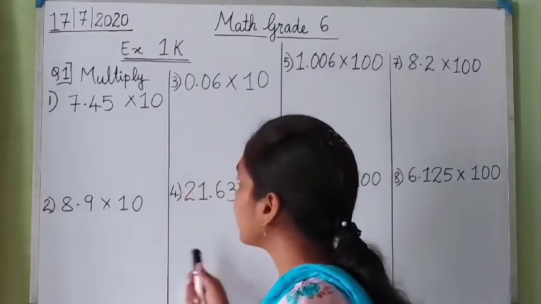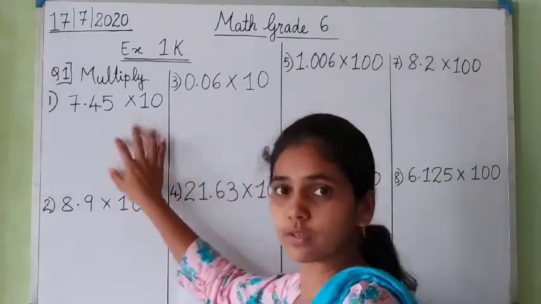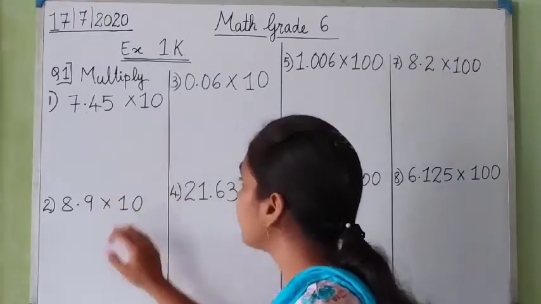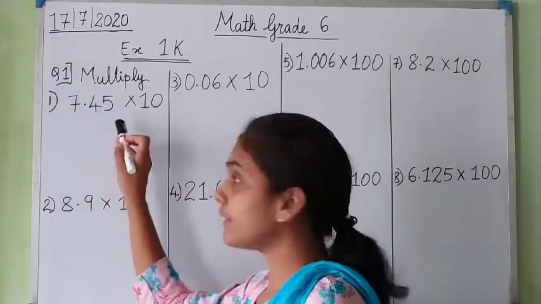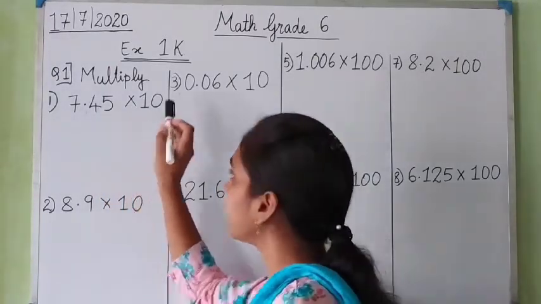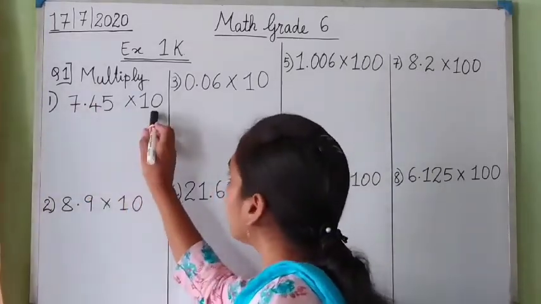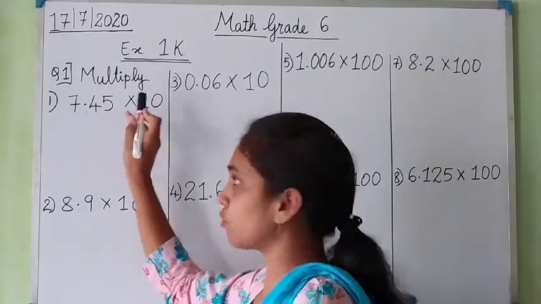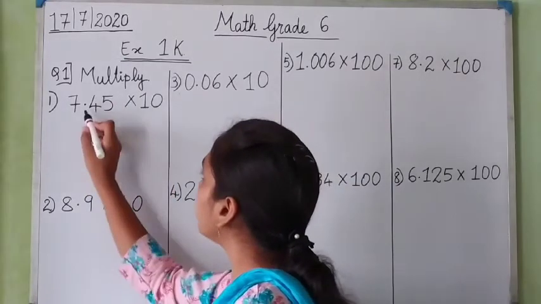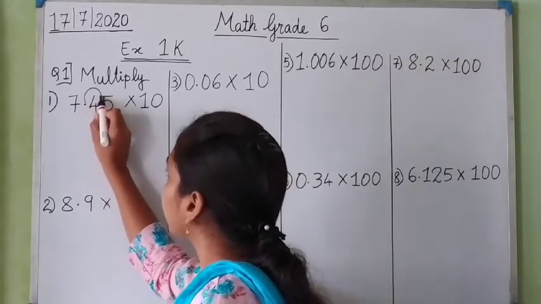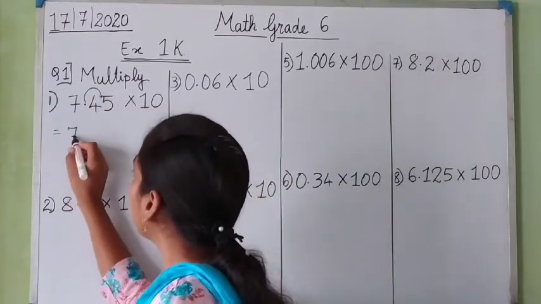So now we can see here, these are all multiplication sums. The first one is multiplication by 10. When the number is multiplied by 10 or by 100, then the decimal point shifts towards the right side. So here how many zeros are there? In 10 there is only 1 zero. So the decimal point will shift 1 digit towards the right. So the decimal point will come from here to here, right? It will come in between 4 and 5. So the number will become what?